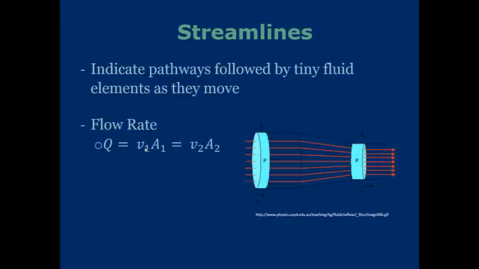Streamlines are arrows that indicate pathways followed by tiny fluid elements as they move. If you remember from our first unit, they're very similar to free body diagrams and the vectors that you will draw. Think of it in that sense. It's a representation of the fluids as they move.